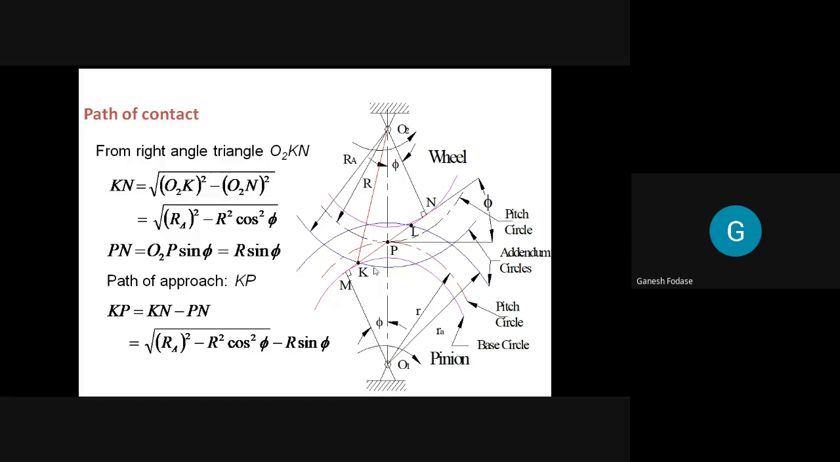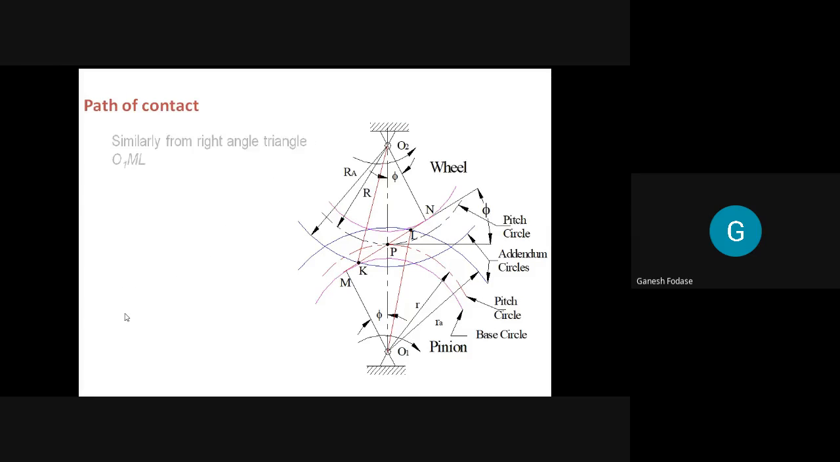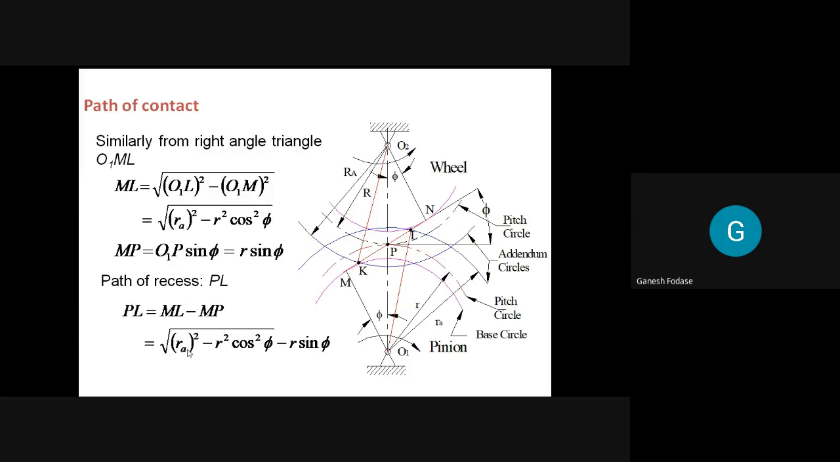Remember here, path of contact is on pinion side, but to define path of contact we have to use dimensions of the opposite one, that is the wheel. So to define path of approach we consider dimensions of wheel, while to define path of recess, that is Pn, we consider dimensions of pinion. So Kp is path of approach, which is square root of addendum radius of the wheel square minus R square cos square phi, where phi is pressure angle and R is pitch circle radius. So three parameters are required: addendum radius of the wheel, pitch circle radius of the wheel, and pressure angle. While Pn is the same term, only with a small r, that is radius of pinion: square root of ra square minus r square cos square phi, minus r sin phi.